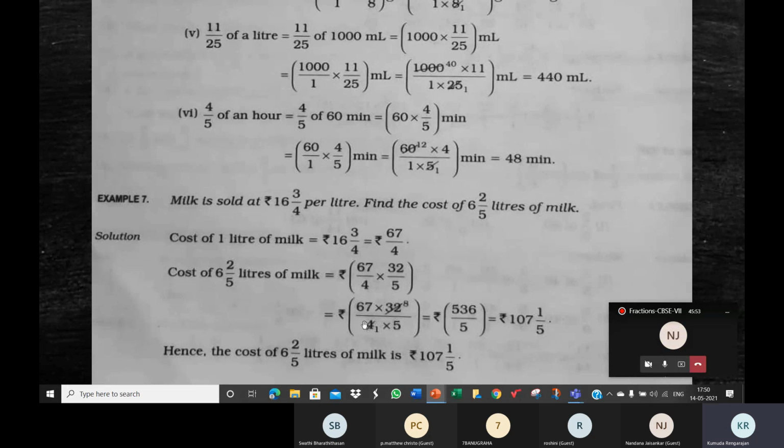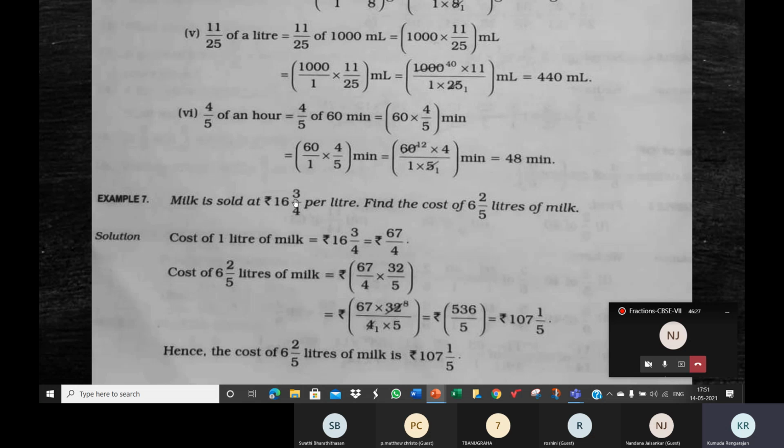Now you cannot simplify anything else further. So multiply 67 into 8, 536. 5 into 1, 5. Multiply the remaining numbers in the numerator, 67 into 8. The remaining numbers in the denominator, 5 into 1. It's an improper fraction. Write it as a mixed fraction. Do the division and write it as a mixed fraction. So the cost of 6 2/5 liters of milk is rupees 107 1/5.